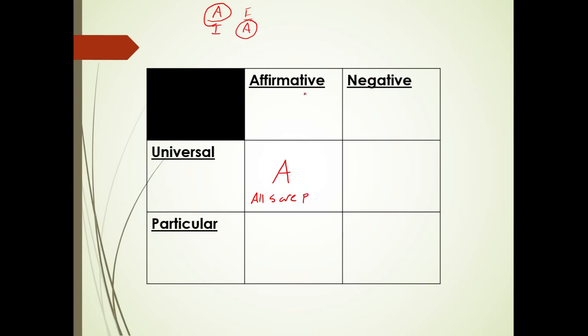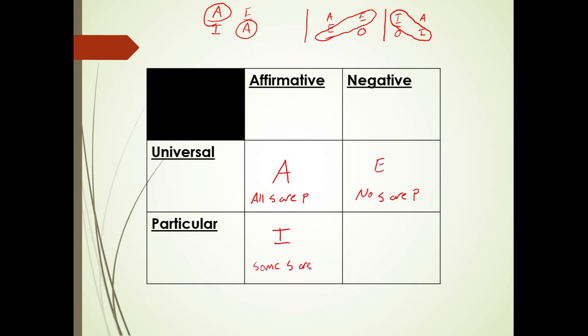Your negative universal, so your universals are your A and E. Your negatives are E and O. So your negative universal is going to be your E form statement, no S R P. Your particular affirmative, so your particulars are your I and your O. Your affirmatives are your A and your I. Your particular affirmative is going to be your I form statement, some S R P.